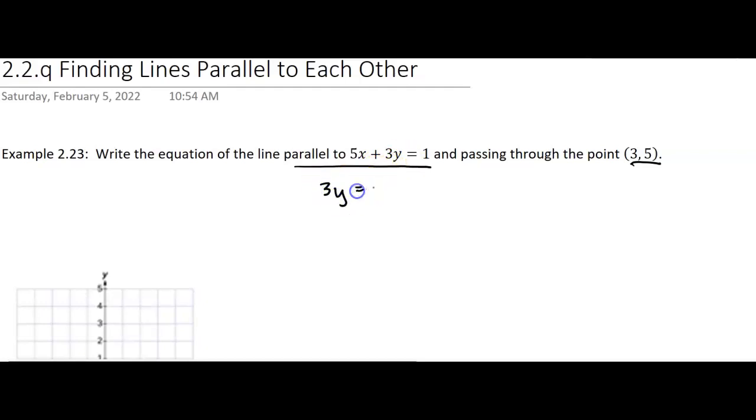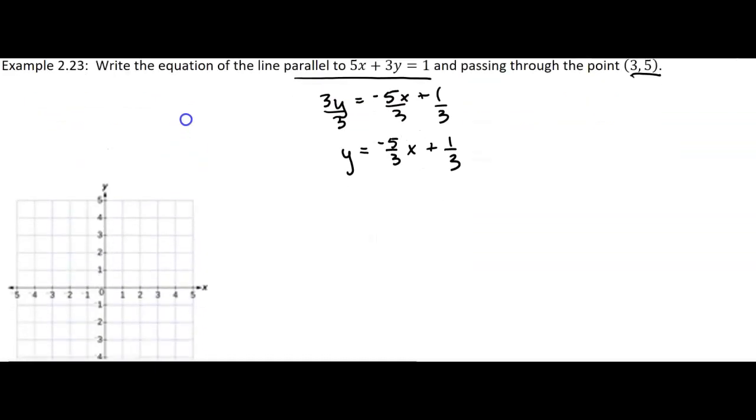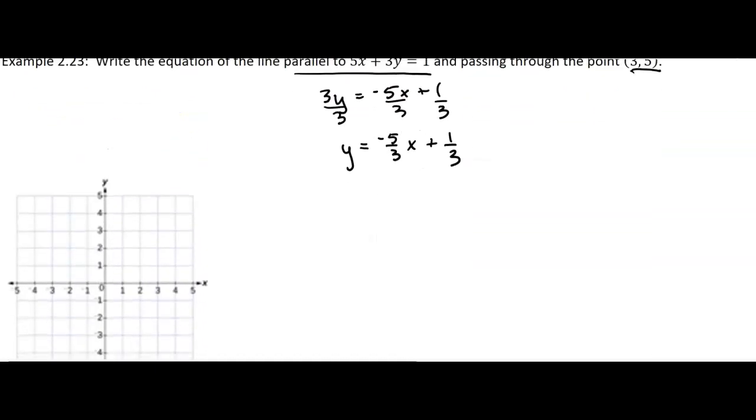So 3y equals negative 5x plus 1. Then I'm going to divide everything by 3. And I get y equals negative 5/3 x plus 1/3. Now, if I were to graph that line, and they don't ask us to do any graphing, I just want to point out what's going on.